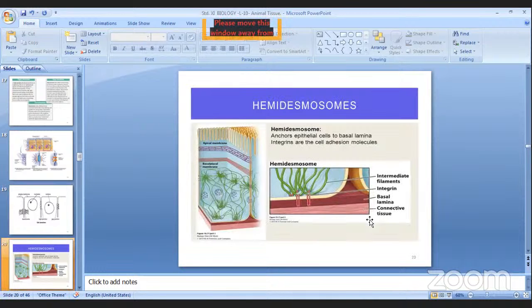Now, hemidesmosome. The fourth type is hemidesmosome. Hemi itself means half. Now here you can see this connection, student. Here the cell is connected to the basal lamina, that is, to the basement membrane. Here the filaments are there, okay? And the protein is integrin. It anchors epithelial cells to the basal lamina. Integrins are the cell adhesion molecules. This is the protein that helps in the attachment or fixation or forming the junction.